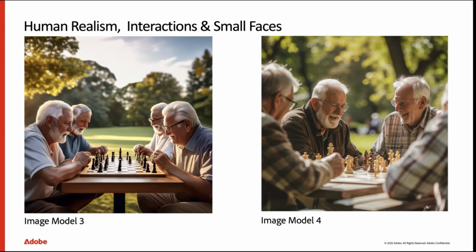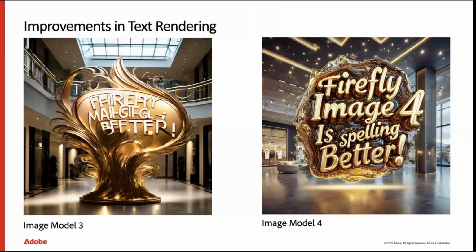And this is the deck that we will also share with you, so you can furthermore show them what is the actual difference. So image model 3, image model 4 worked on human realism, interactions, and small faces. And then improvement in text renderings with the help of sample prompts. And I understand there could be a challenge with prompting. So what we will be sharing with you post this session, a dedicated resources set will have prompt guides as well. So for all our solutions.